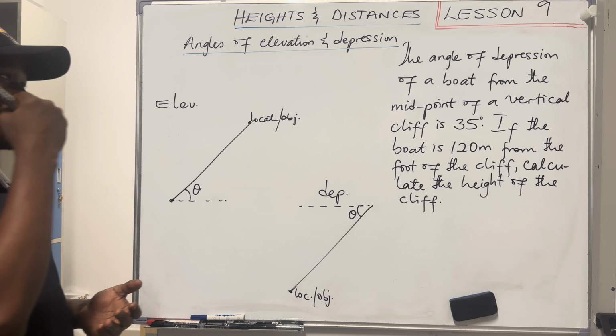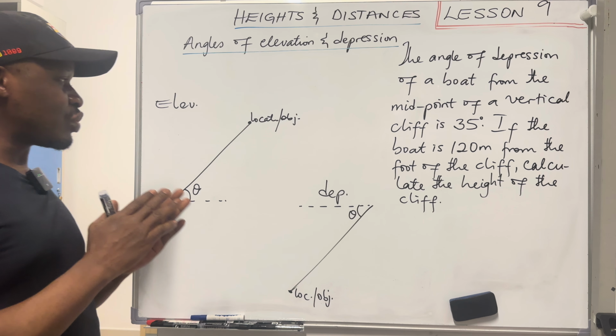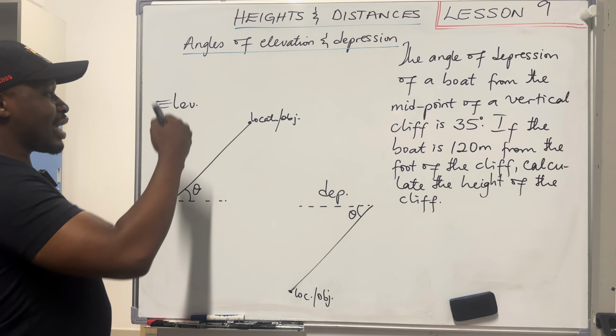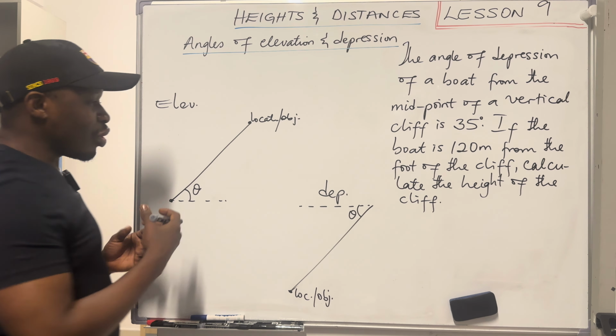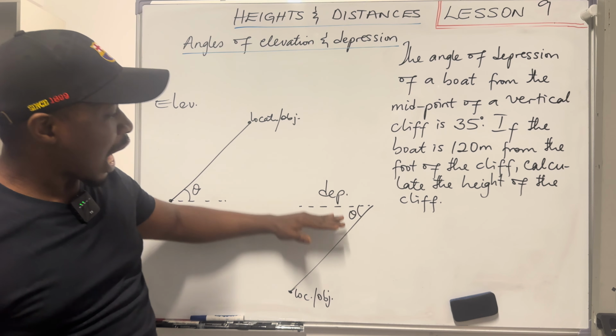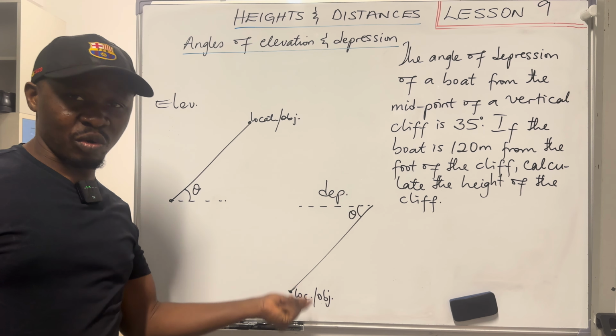But you need to be attentive for you to understand where that location is or where that particular angle is. But the only thing is that the relationship has to go with between the object or the location and the angle itself. Once it is depression, the angle is above the location or the object. Once it is elevation, the angle is below the location or the object. So you need to understand this.